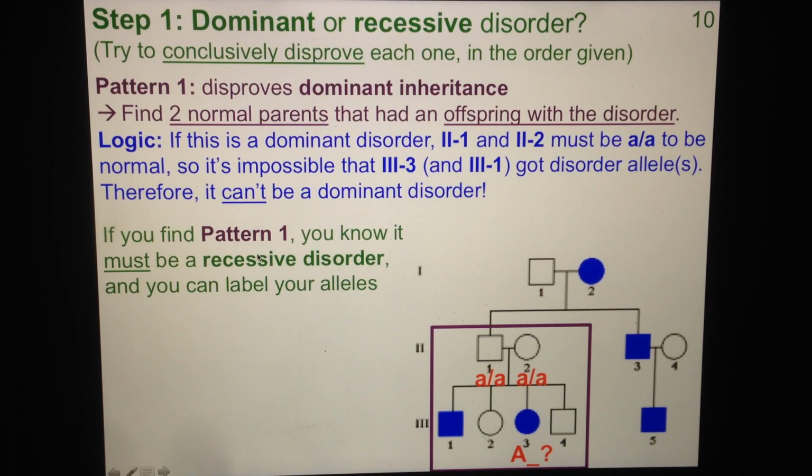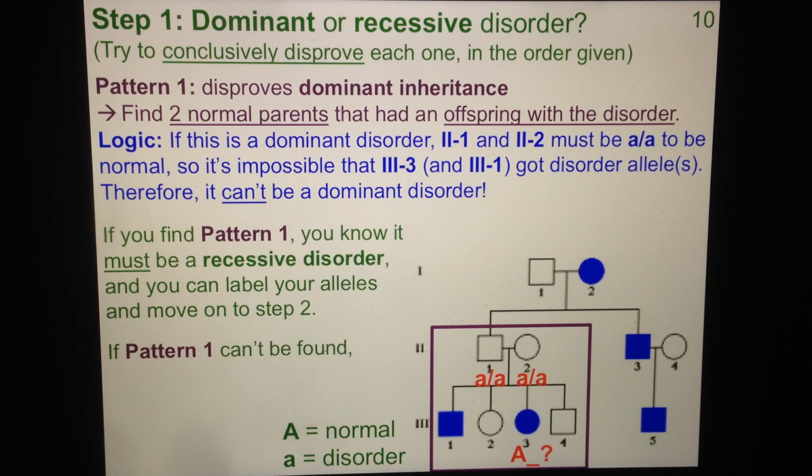Okay? So from there you can just label your alleles. It's always a good idea to write somewhere near your tree, big A is the normal one, small a is the disorder one, just so you don't lose track of what's what. Okay, once you've done that, just move on to step 2, you're done in step 1. Okay, that's if you find pattern 1. Now, if you don't find pattern 1 anywhere in the tree, then try to find pattern 2. Okay, so try to disprove the recessive one.